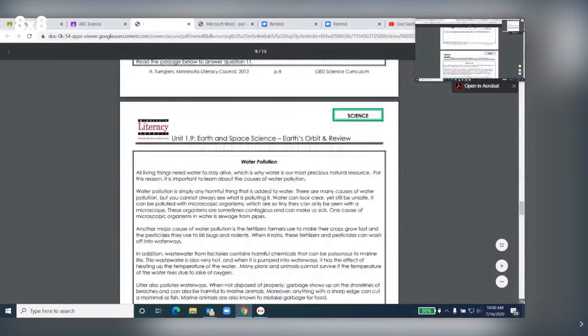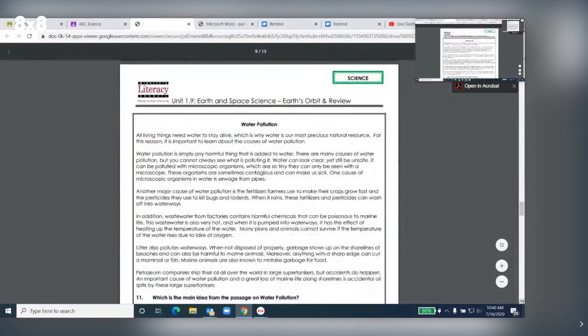So there's one more here on water pollution. All things living need water to stay alive, which is why water is our most precious natural resource. For this reason, it's important to learn about the cause of water pollution. Water pollution is simply any harmful thing that's added to water. There are many causes of water pollution, but you cannot always see what is polluting it. Water can look clear, yet still be unsafe.